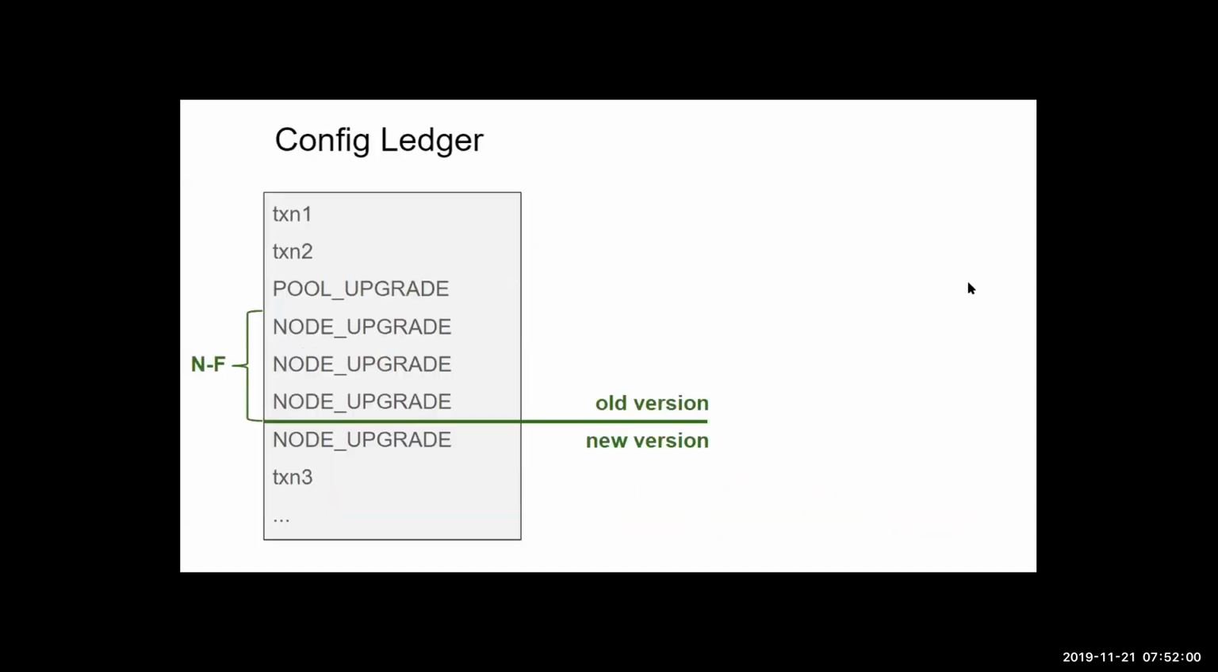How do we know the version of a transaction in a restoring state? If you look at the transactions in the config ledger, they will look like this: planning an upgrade of the pool to a new version, and confirmation from each node that the version of the code is updated. Here we can determine that if n-f nodes send a confirmation, then the pool changed the version of the transaction record.